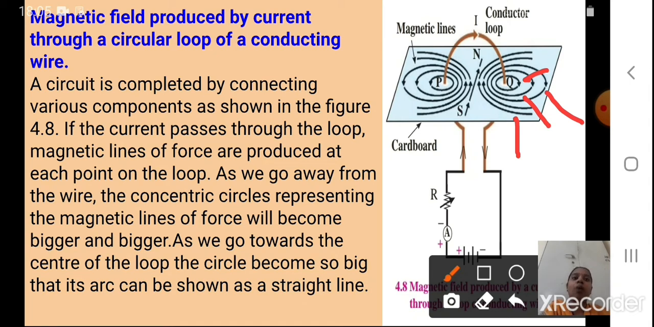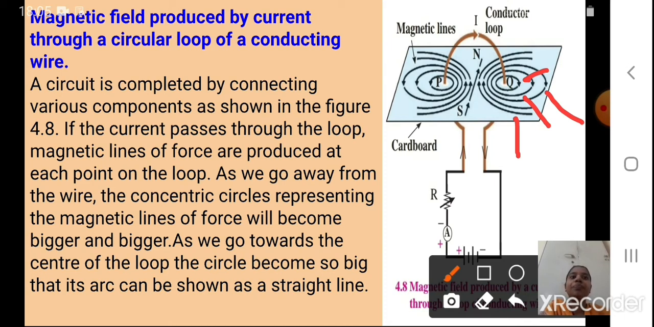Now, as we go towards the center of the loop, the circle becomes so big that its arc can be shown as a straight line. Arc means the major and minor arcs of a circle. So you will see that they are represented as a straight line. Okay students, did you understand this?